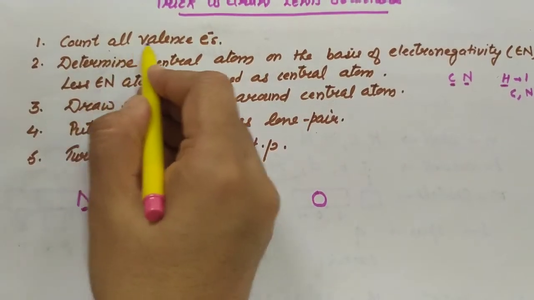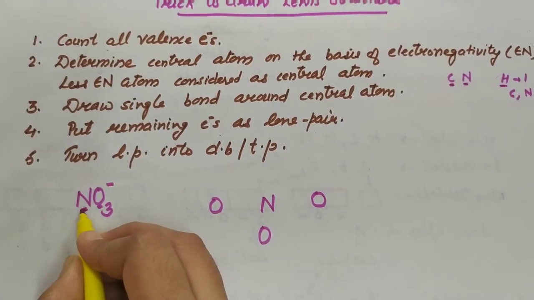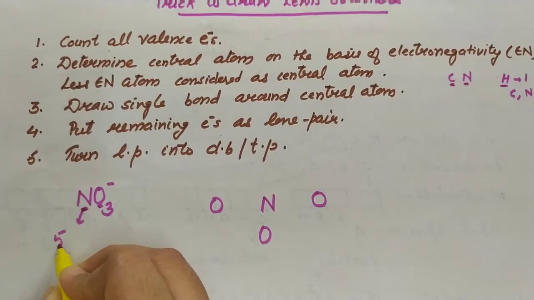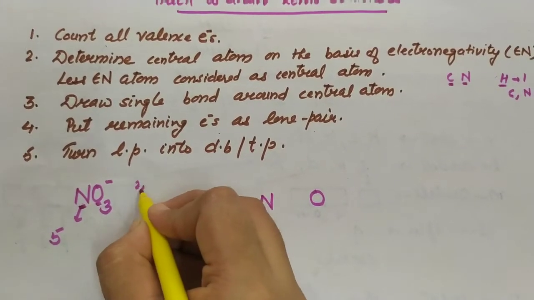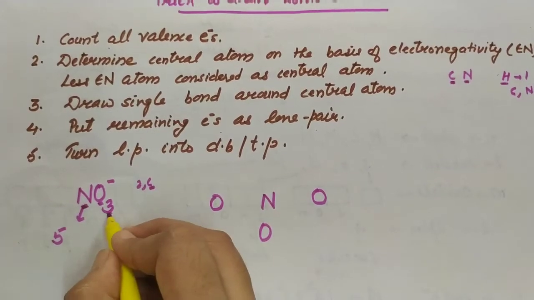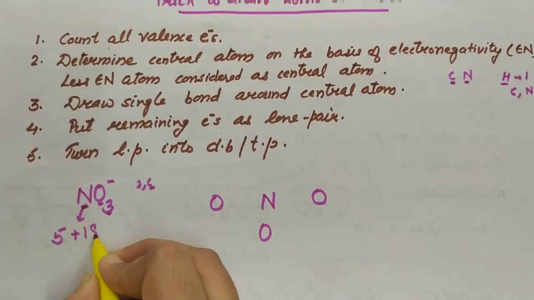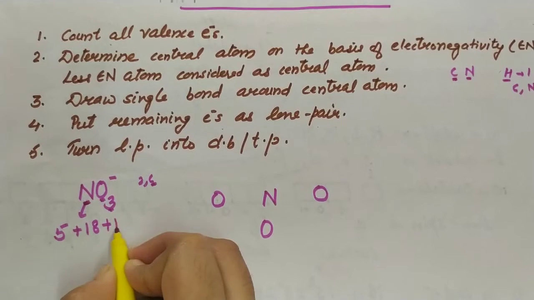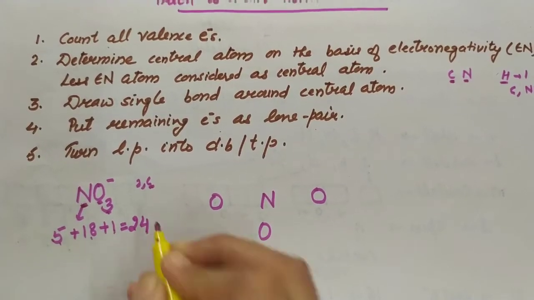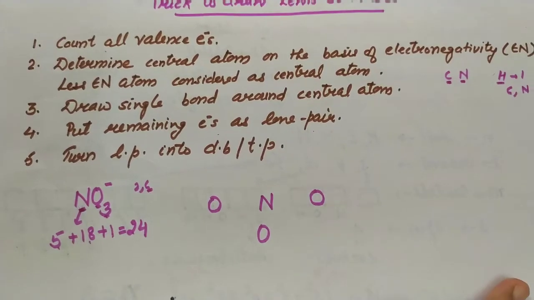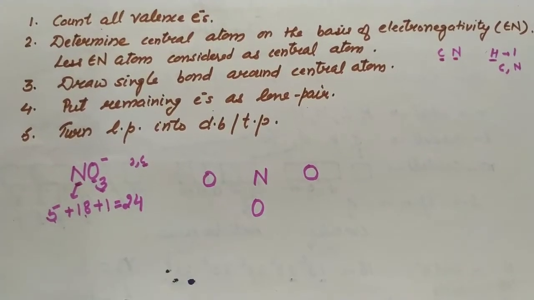First step is to count all the valence electrons. In case of nitrogen, valence electron is 5. In case of oxygen, valence electron is 6, and there are 3, so 6 times 3 is 18. And minus charge, so plus 1. 18, 19, 24. Total valence electron is 24. So firstly, count all the valence electrons.